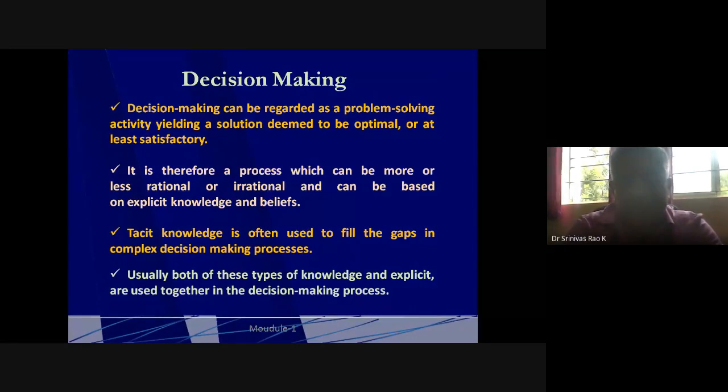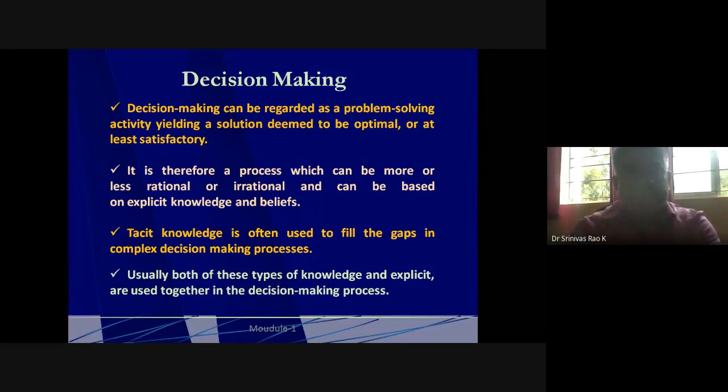Usually both of these types of knowledge, tacit and explicit, are together in the decision making process. Yes, because there are certain processes which require different knowledge and explicit experience for handling or making such kinds of decisions in a complex situation.